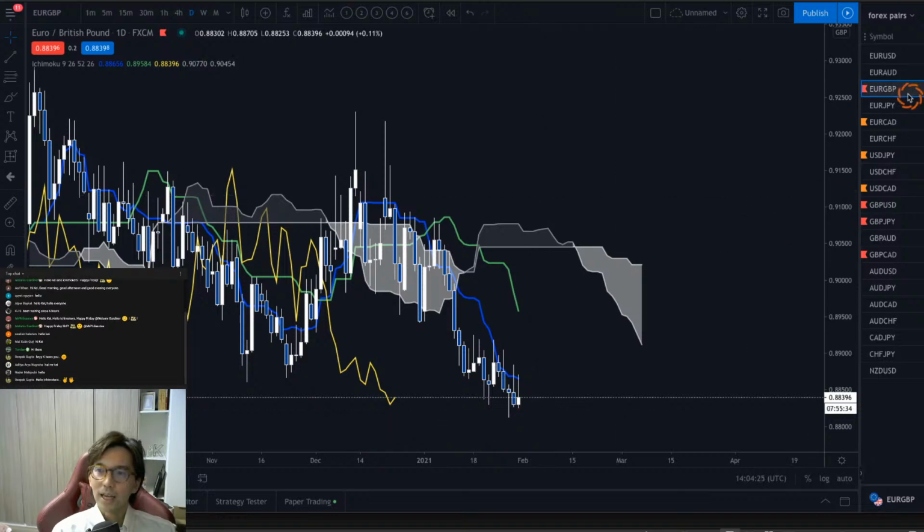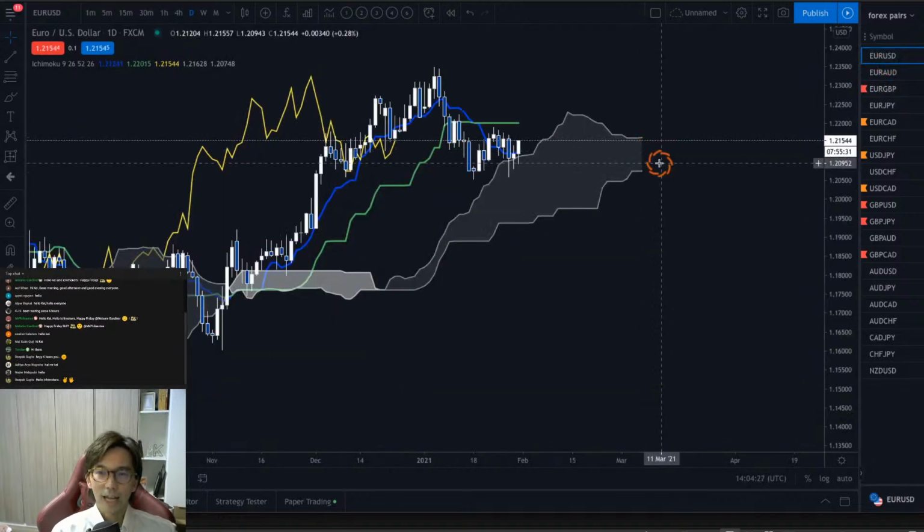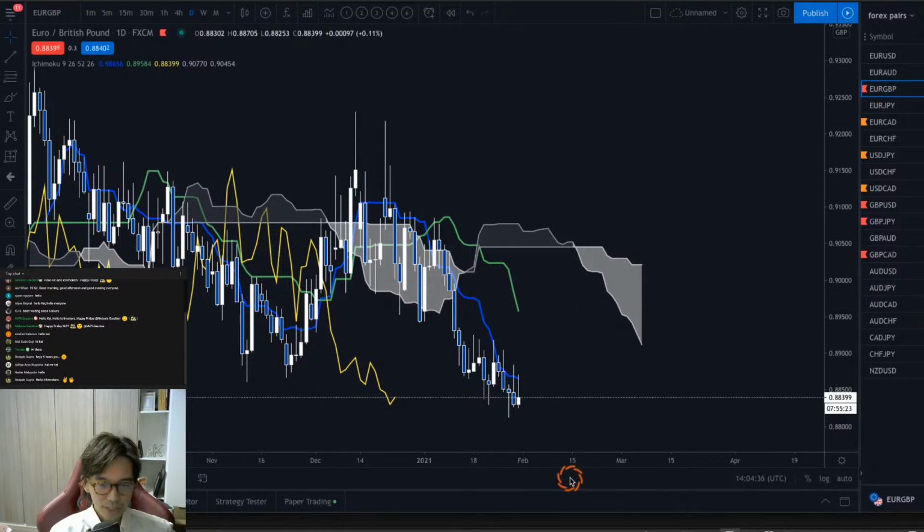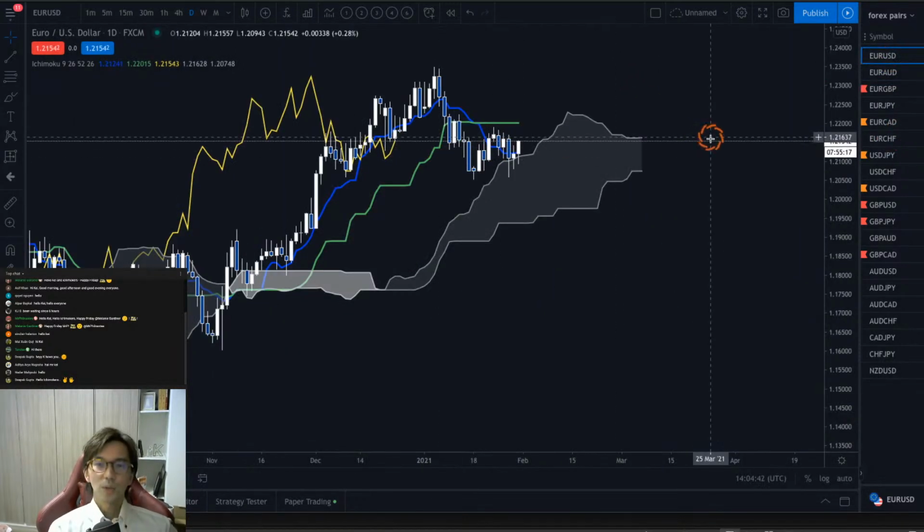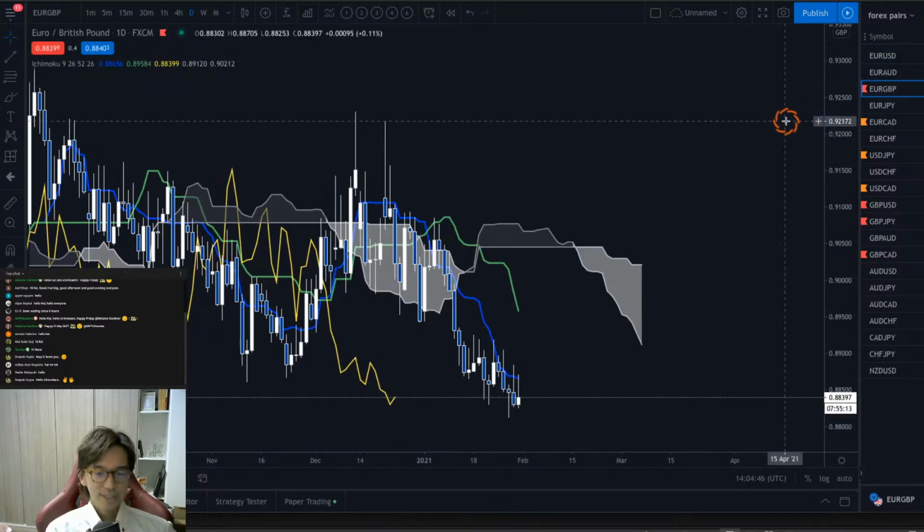Alright, Euro Pound. Unlike Euro USD, this is not flat. I think you can see the clear difference between this Euro USD and Euro Pound. Euro Pound is downtrending because these lines are pointing down, but Euro USD is flat. So this one, no trade, but Euro Pound, I look for the sell chance. I hope that makes sense.